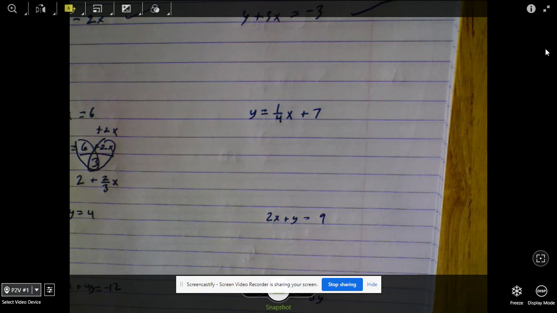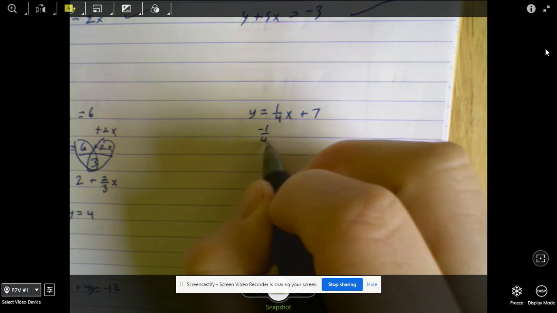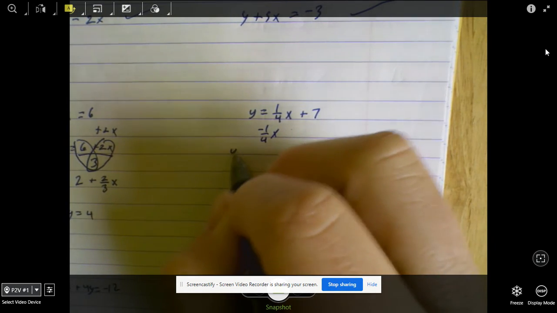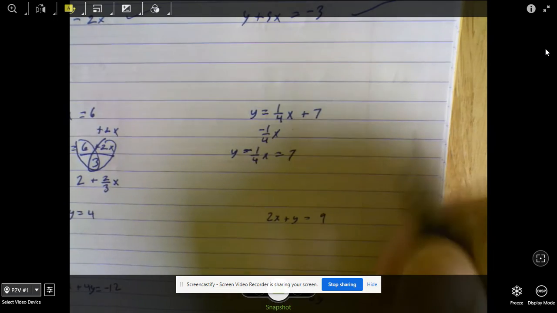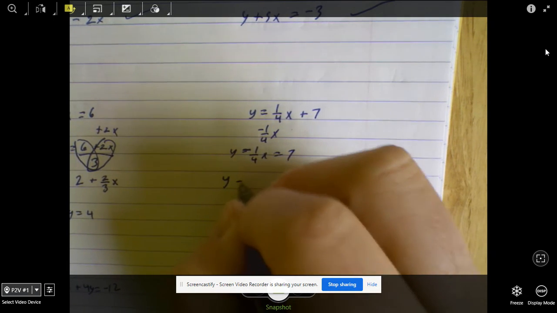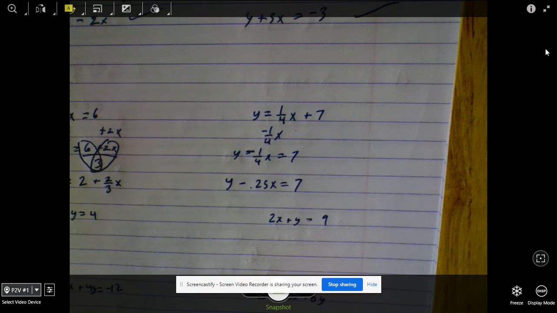Same thing down here. Now we have a fraction in there. Well, we can leave it as a fraction. Let's subtract 1/4 x. So y minus 1/4 x equals 7. And then if you want to, you can also change it to 0.25x. All right, we're just going to keep on moving along.